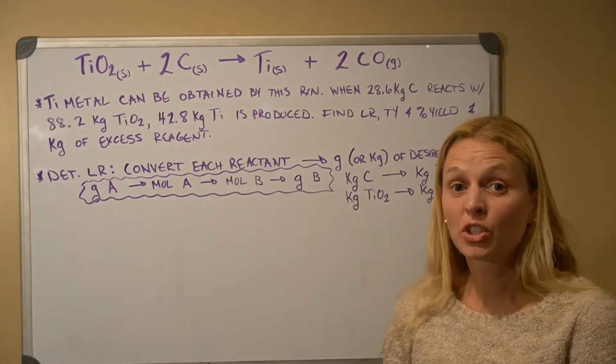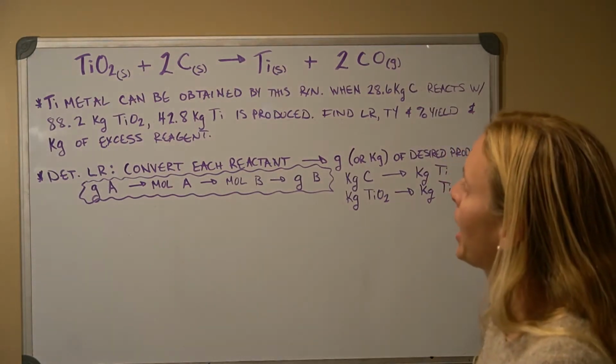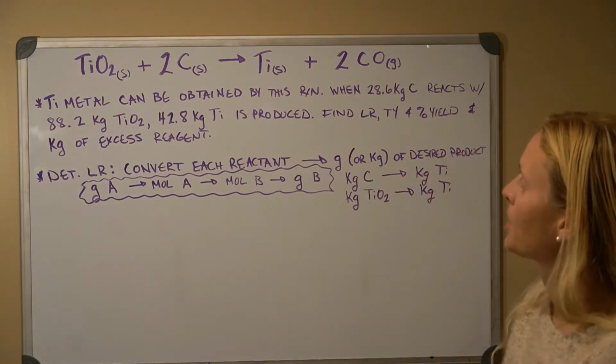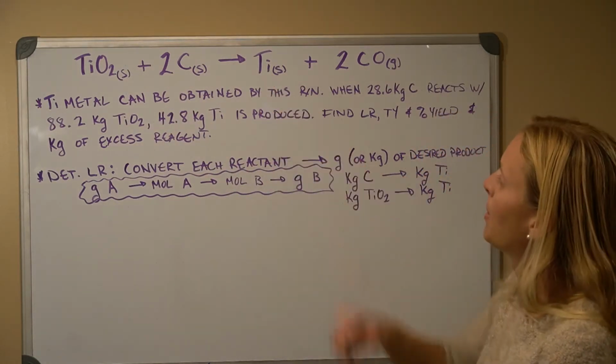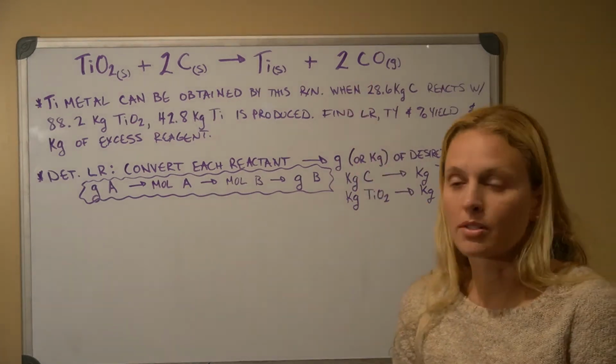All right, so we're going to do another limiting reactant example. In this problem, we have titanium oxide reacting with two carbons, producing titanium solid metal as well as two carbon monoxide molecules.